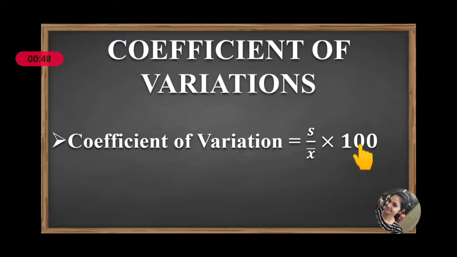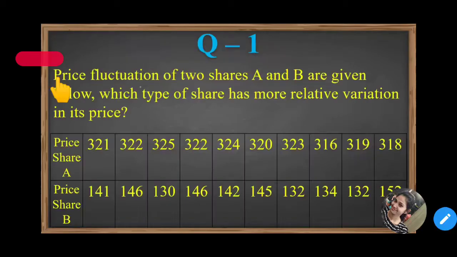Okay. Let me start exercise 4.5. Question number 1. Price fluctuation of two shares A and B are given below. Which type of share has more relative variation in its price? Here the prices of two companies, share A and share B, are given. We have to find which company's share has more relative variation in its price. Relative variation means we will find the coefficient of variation.